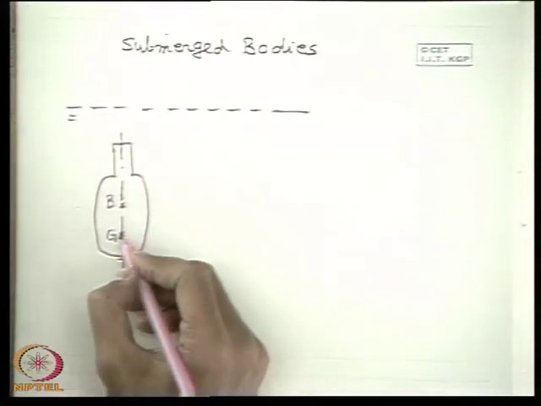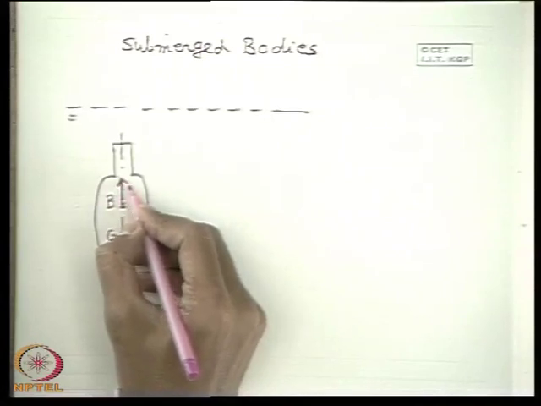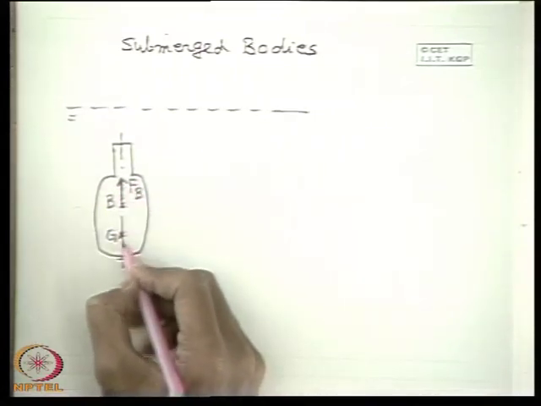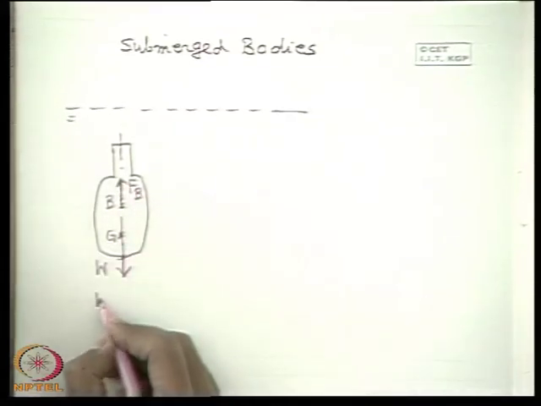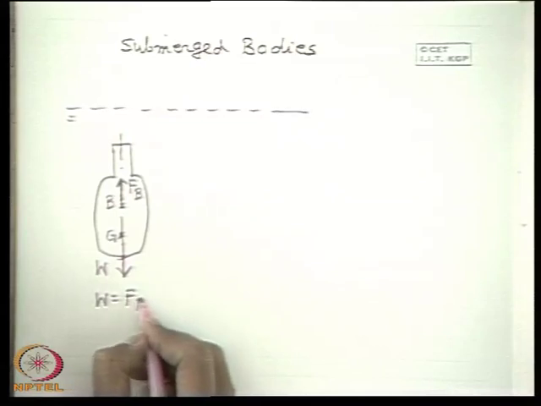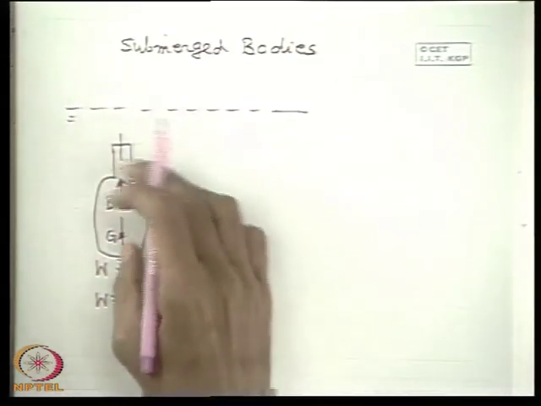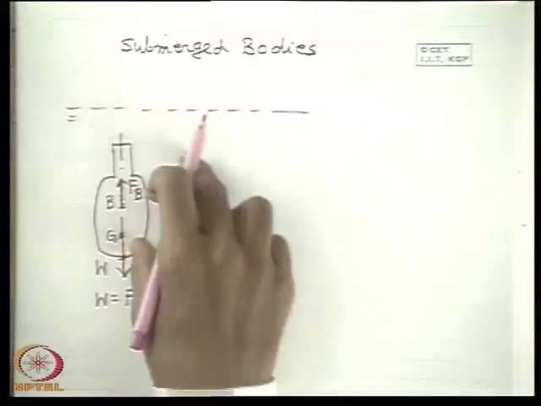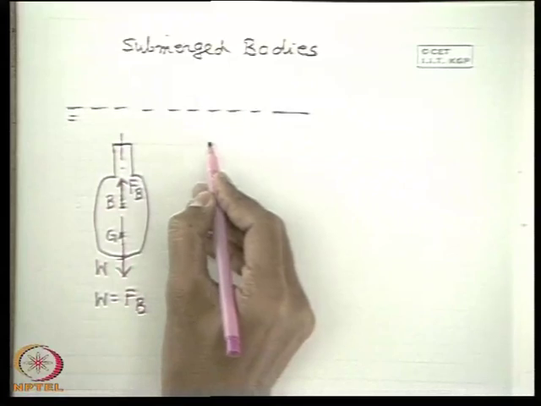Now let us first consider when the center of gravity is below the center of buoyancy. What happened? Through center of buoyancy, the buoyancy force FB acts. Through center of gravity, the weight W acts. And they are collinear and equal. Always W is equal to FB. So this is in equilibrium. Let us give a small tilt or angular heel to this body in this direction towards the right. Let me draw this figure.